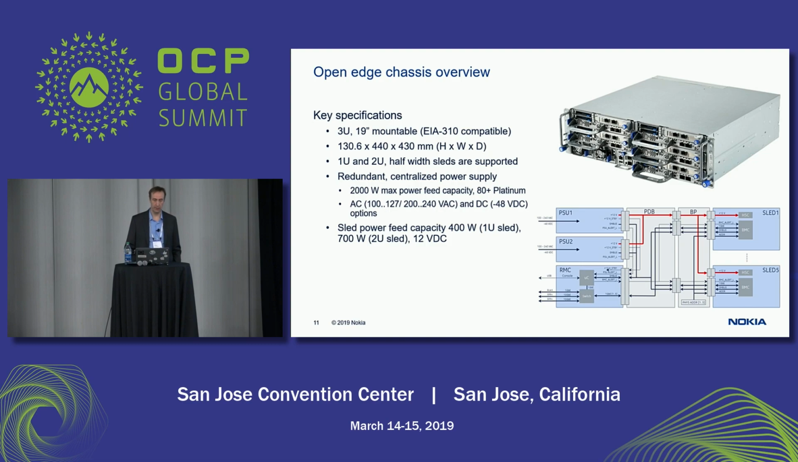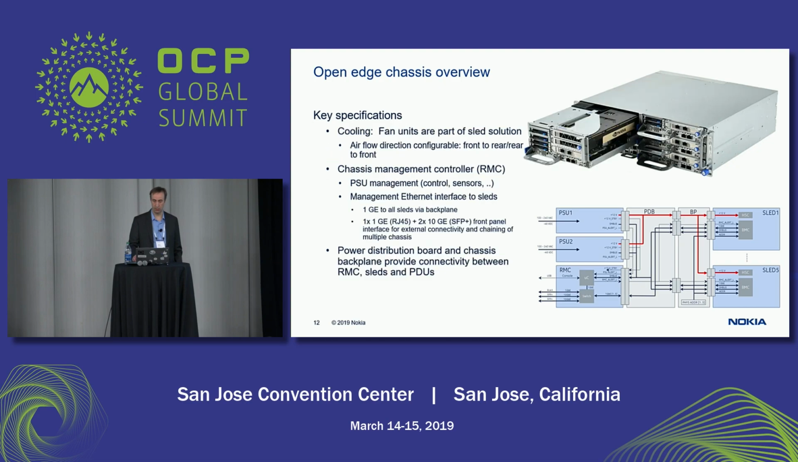It has the redundant and centralized power supplies, and the maximum power for this enclosure or this chassis is 200 watts in total. And then there's a need typically also to support different types of power feed options, so different AC feeds as well as the minus 48 volt DC, which is still very much used in telco sites. The sled power feed capacity is 400 watts for the 1U sleds and 700 watts for the 2U sleds there. I will not go to the details, but there's a kind of block diagram of this overall architecture with the PSUs, the power distribution boards, backplanes, and the sleds, and the so-called RMC or rack management controller or chassis controller here.